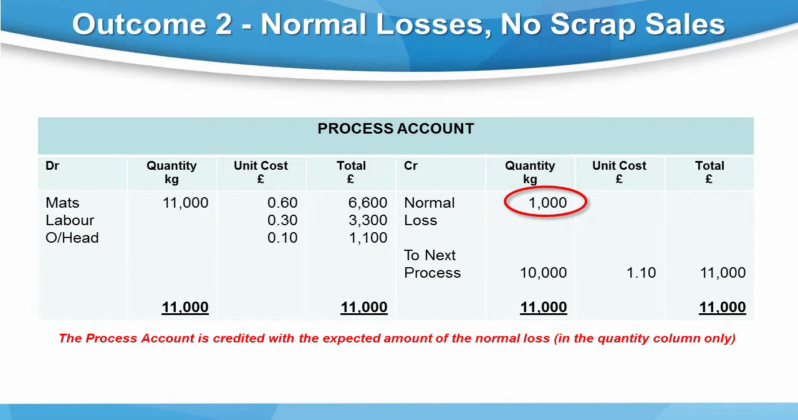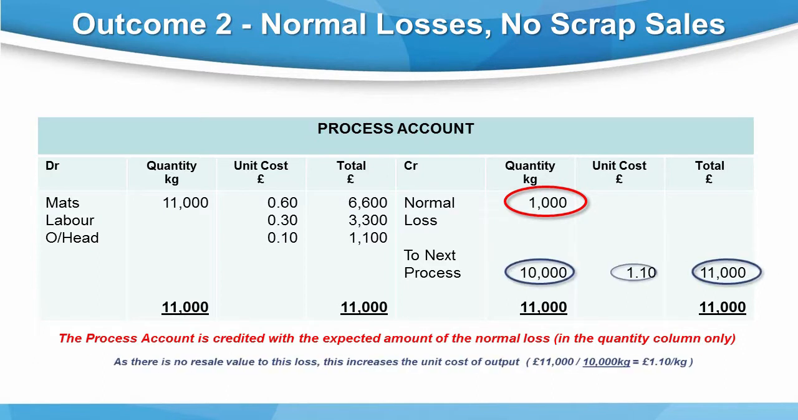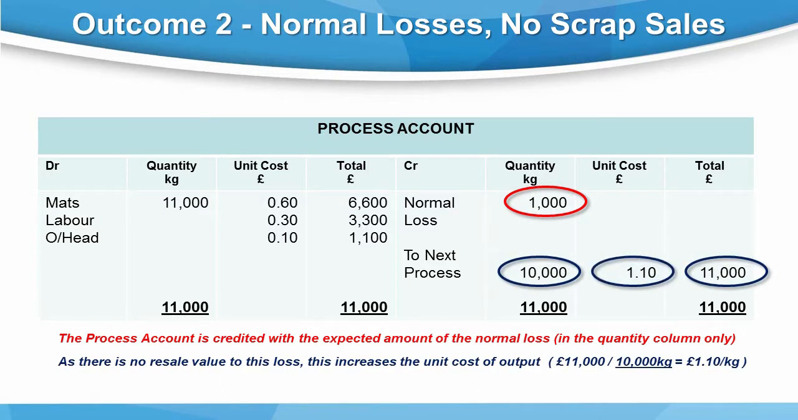However, the fact that we've lost 1,000 kilograms means that there is only 10,000 kilograms to pass to the next process, although the total cost remains at £11,000. This has the effect of increasing the cost per unit of output from £1 per kilogram in the previous example to £1.10 per kilogram. The cost per kilogram has risen because we've fewer kilograms to transfer to the next process.